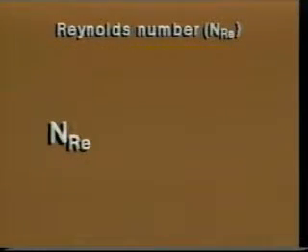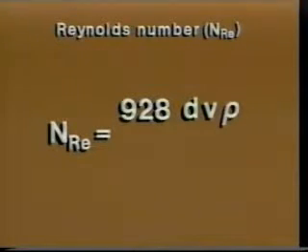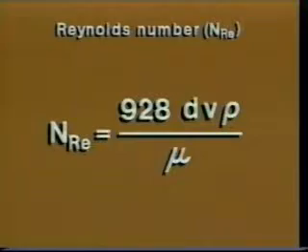The Reynolds number, N sub Re, in oil field units is equal to a constant, 928, times the inside diameter of the pipe in inches, times the average flow velocity in feet per second, times the density of the fluid in pounds per gallon, divided by the absolute viscosity of the fluid in centipoise.